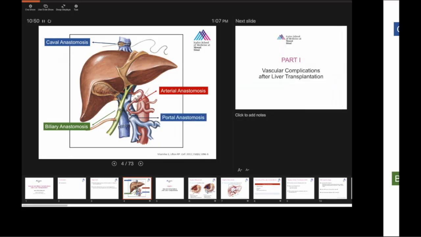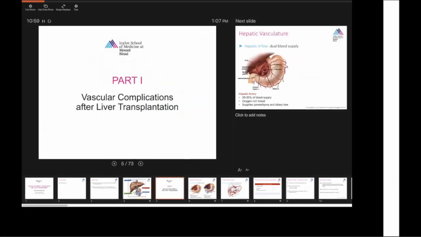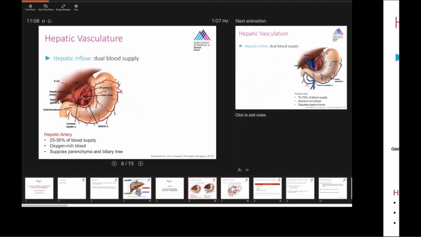It's important to know these because when we talk about these complications, we have to go back to these connections. So I divided this into two parts. The first part will be talking about vascular complications. The second part will be talking about the biliary complications. We start with a little discussion about the hepatic vasculature.